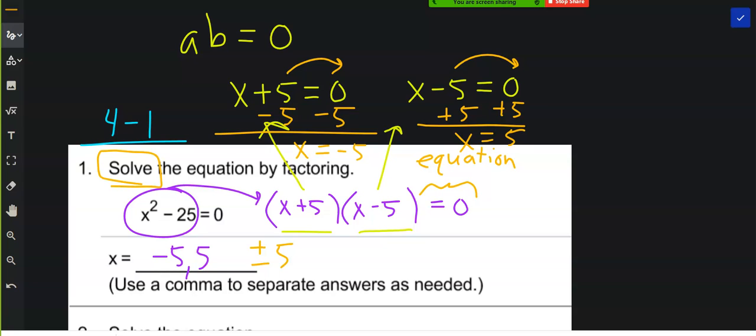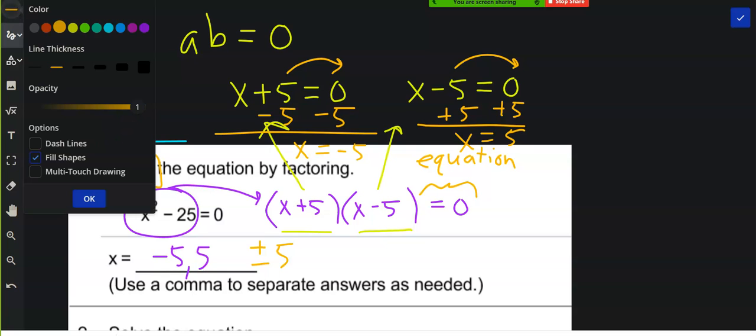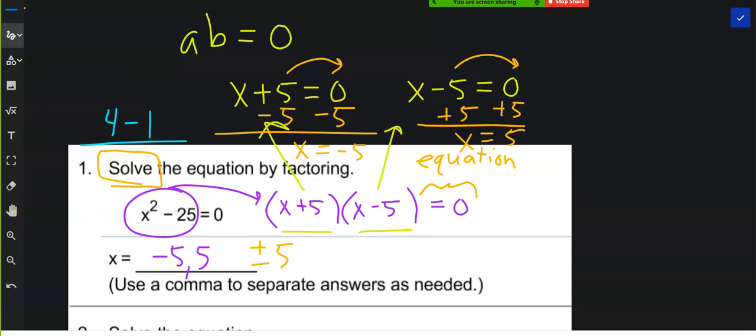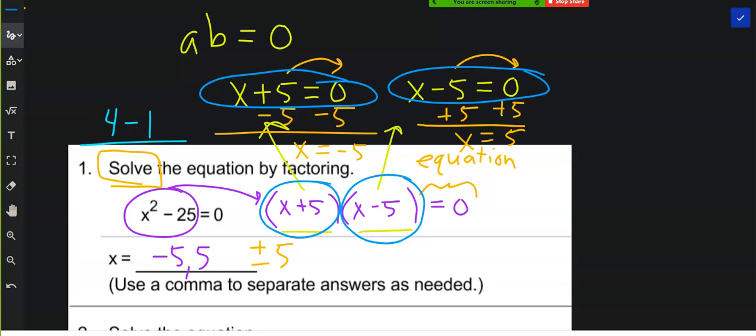One of the factors has to equal 0. So either this factor has to equal 0 or this factor has to equal 0. And so that's what we did. We set up these equations with the factors. X plus 5 equals 0 and x minus 5 equals 0. Solving for x is a separate question. And that's what we had to do after that. We had to do the one extra step.